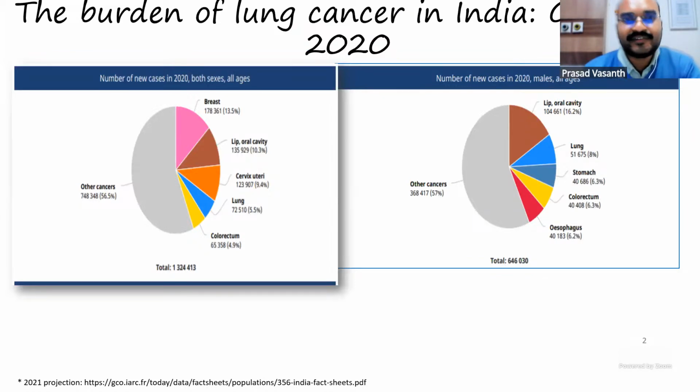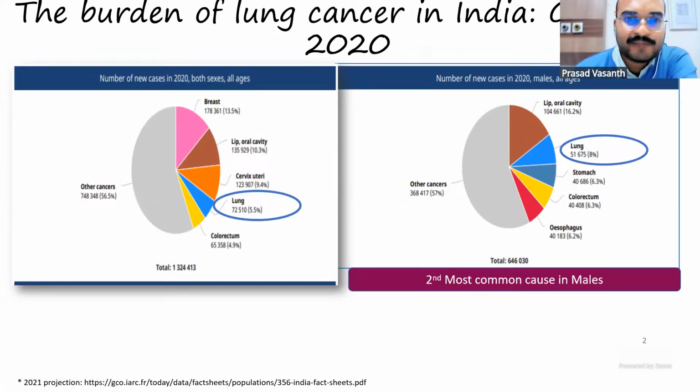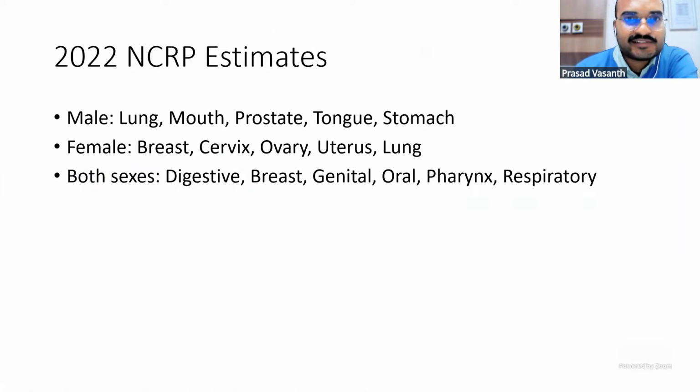This pie chart represents the burden of lung cancer as per Globocan data from 2020. However, we have recent NCRP estimates of 2022, where lung cancer constitutes the first among the top five cancers, among mouth, prostate, tongue, and stomach. In females, it is one of the top five malignancies. And in both sexes, it is one of the cancers contributing the highest case burden among the top five.